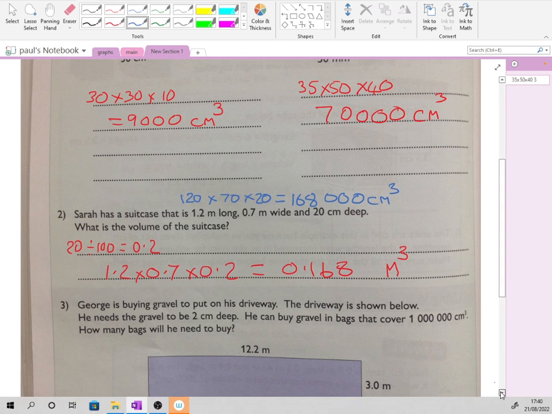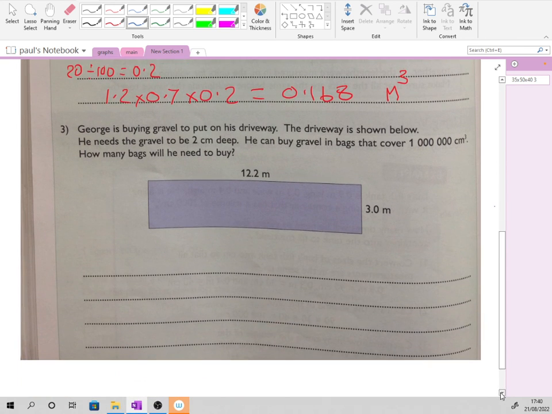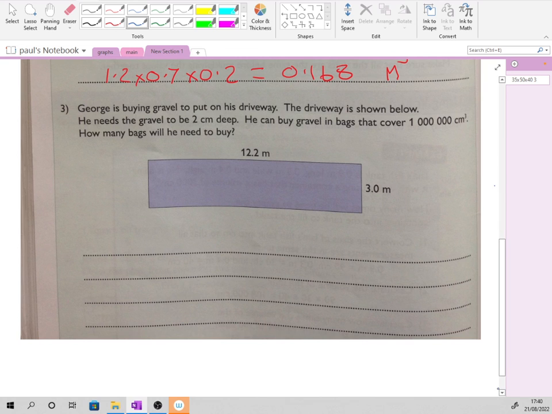Right, let's have a look. This looks more complicated. George is buying gravel to put on his driveway. The driveway is shown below, so we're looking down, a plan view. He needs the gravel to be 2 centimeters deep, and he can buy the gravel in bags that cover 1,000,000 centimeters cubed. How many bags will he need to buy?